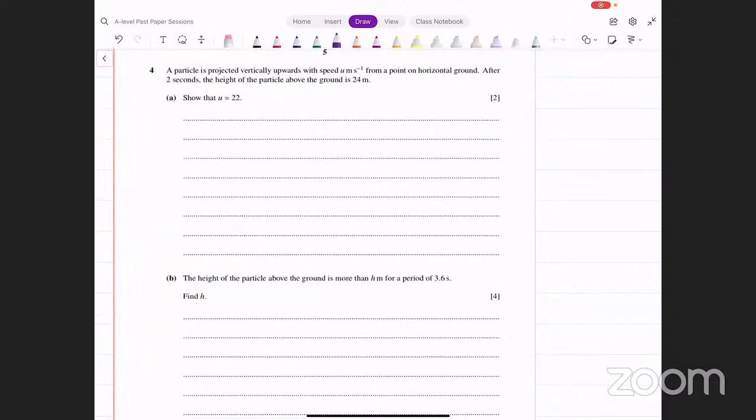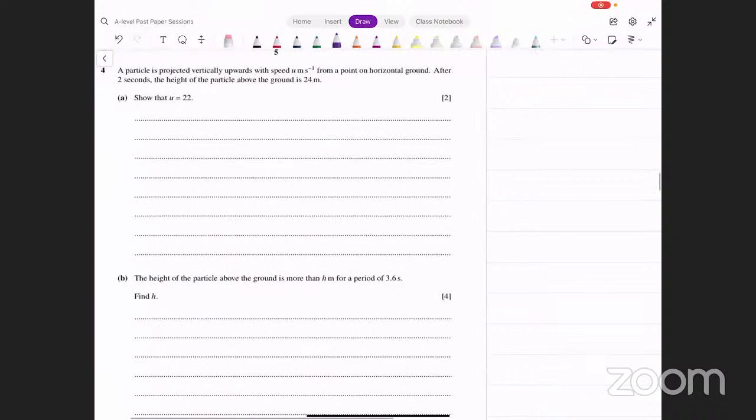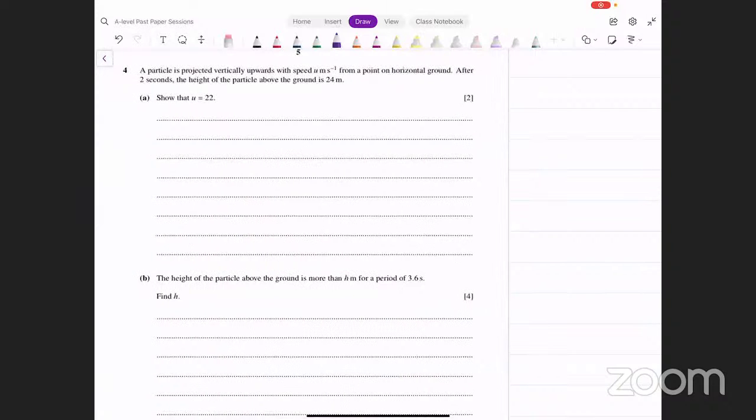A particle is projected vertically upwards with speed u from a point on horizontal ground. अच्छा, so we have a particle that is projected vertically upwards. It's always going to be helpful if you can draw a rough figure. This is the particle that's projected, u meters per second. ठीक है. After 2 seconds, the height of the particle above the ground is 24 meters.